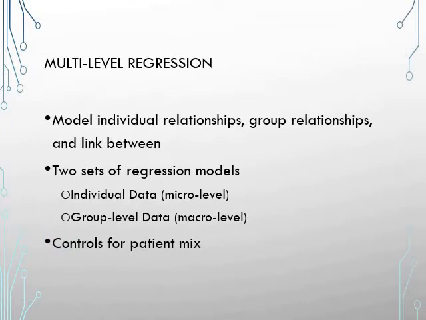With multi-level regression, we are able to model individual relationships, group relationships, and examine the link between the two levels of variables. Multi-level regression involves creating two sets of regression models for individual and group-level variables to see what factors impact a particular outcome while controlling for patient mix.